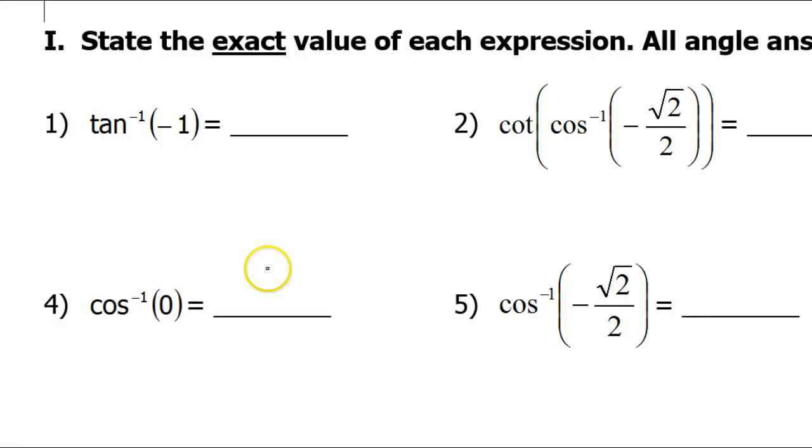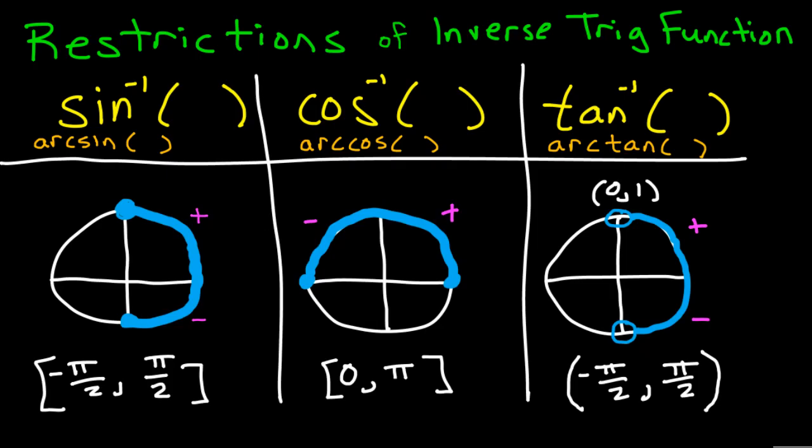In this video, we will practice evaluating expressions involving inverse trig functions. As we do this, we have to keep in mind that there are restrictions placed on inverse trig functions. For inverse sine or arc sine, the answers can only be between negative pi over 2 and positive pi over 2, so the right side of the unit circle.